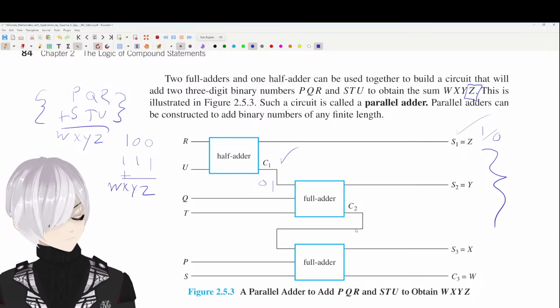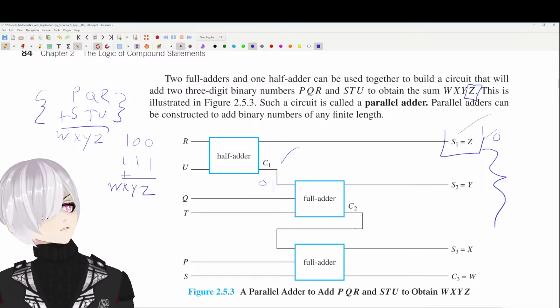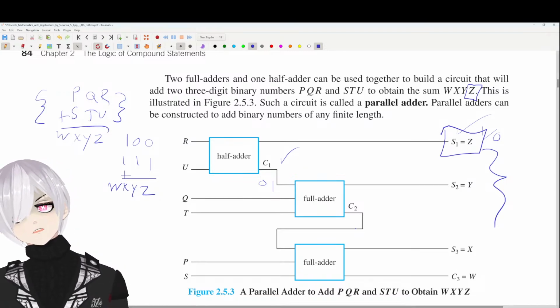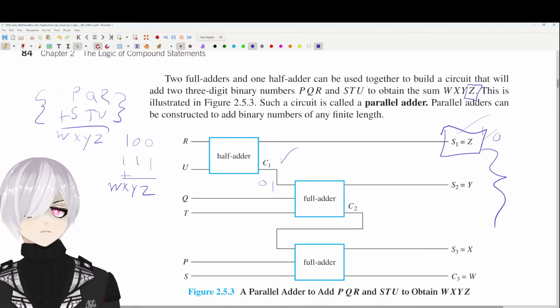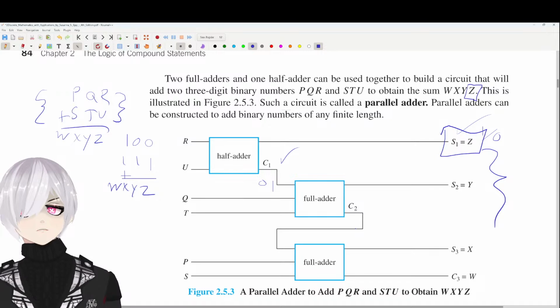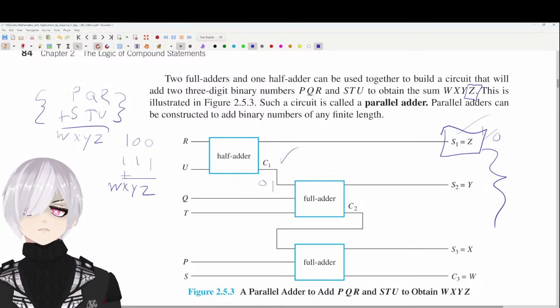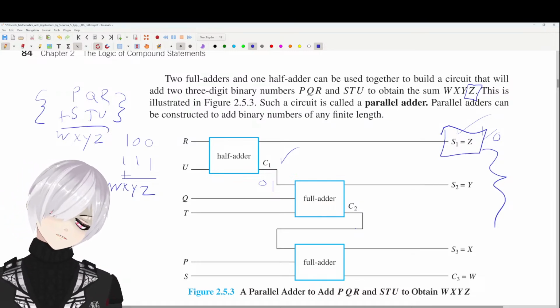One thing is, why is Z the final answer, whereas in the full adder, S1 was not the final answer? It's not the final S. The final S was S1 plus R, which I guess in this case would be... I don't know, is there really an R here?